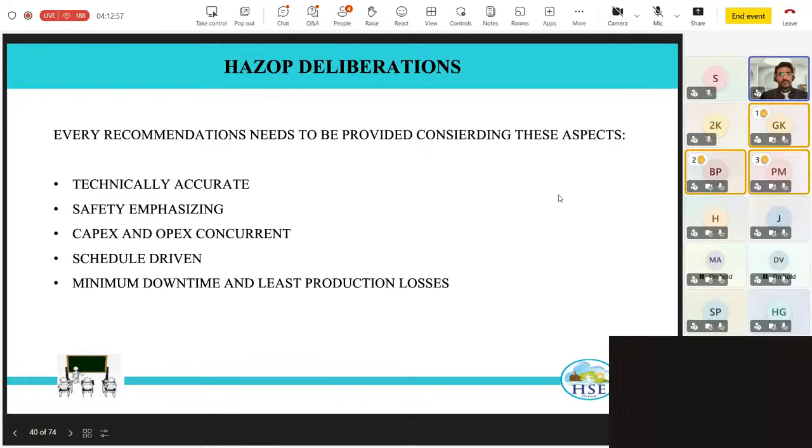Now, those of you who are in piping would have realized there's something called hot tapping. Hot tapping is also done to avoid these kinds of downtimes. So those things should be taken into consideration when providing a recommendation, to ensure there is minimum downtime, or that you have the things planned for your next immediate planned shutdown.